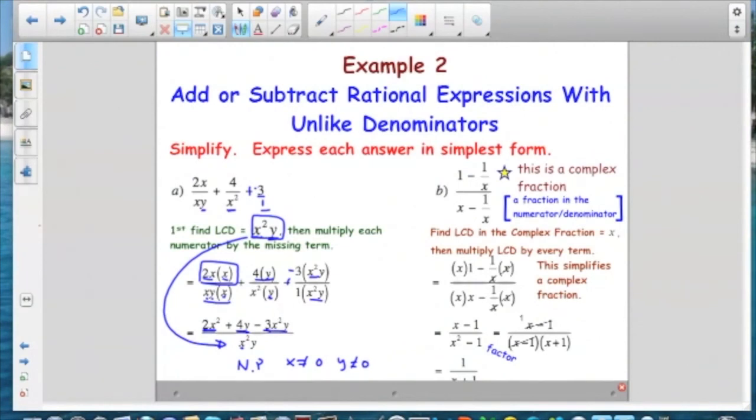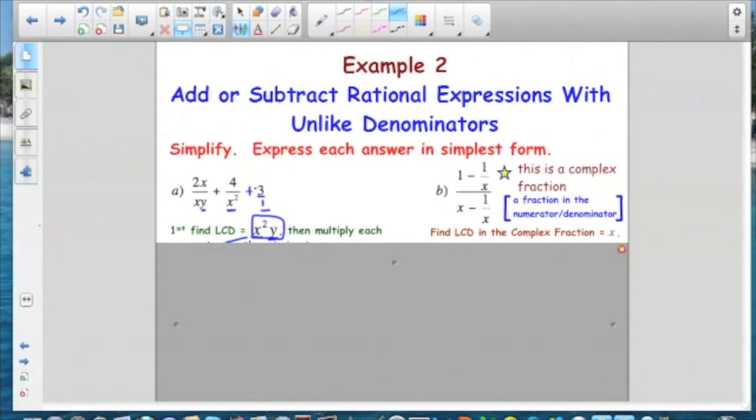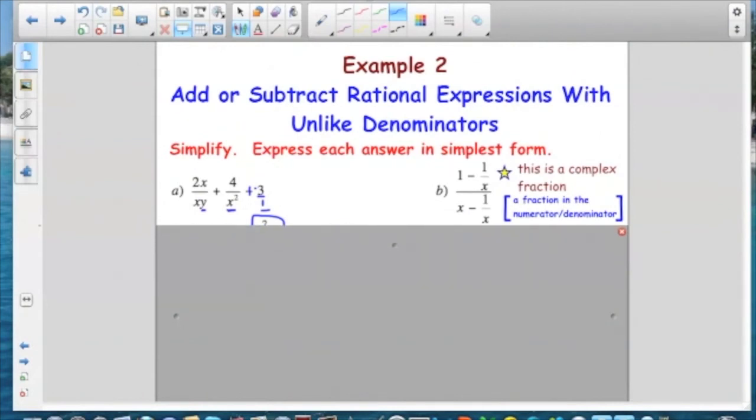Okay, so now let's go to B, and we have a situation here, a new term for you guys, and you're going to see this in Math 12 a lot, and you'll see it in this guide. It's what we call a complex fraction, because I have a fraction in my numerator or denominator, or in this case, I have it in both numerator and denominator.